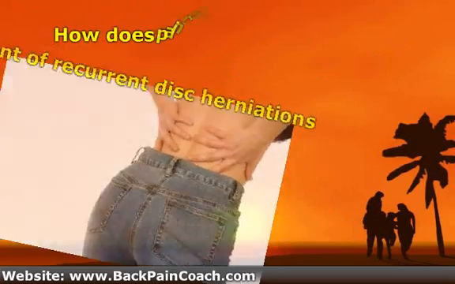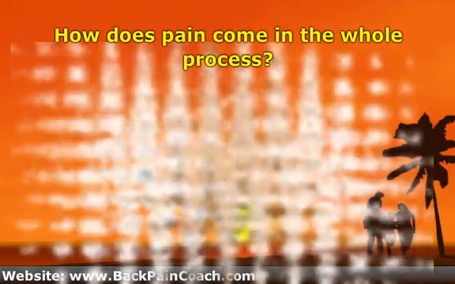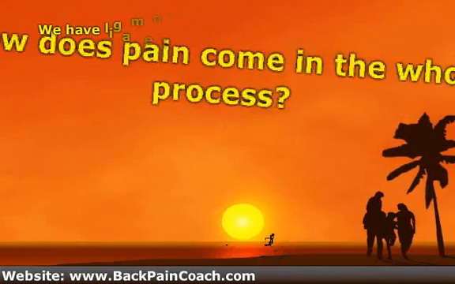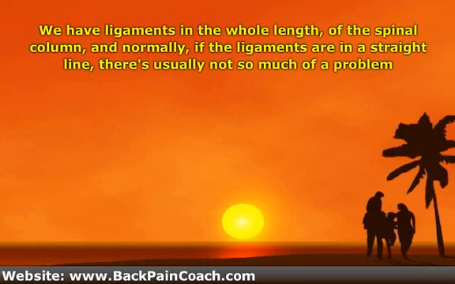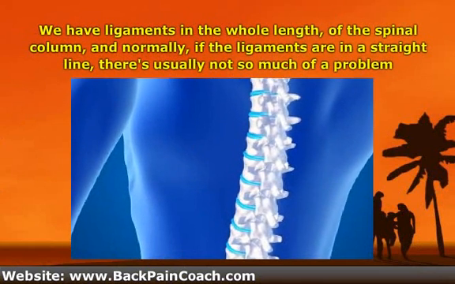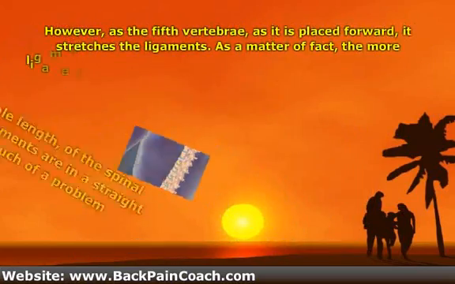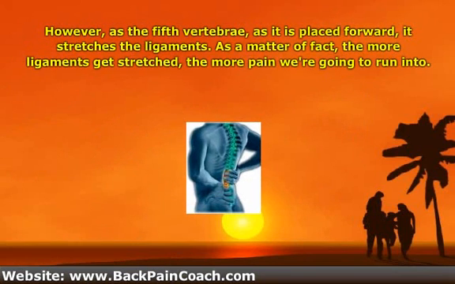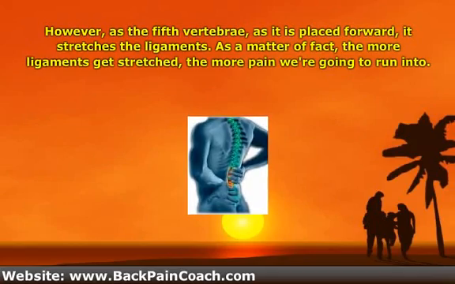How does pain come in the whole process? We have ligaments in the whole length of the spinal column, and normally, if the ligaments are in a straight line, there's usually not so much of a problem. However, as the fifth vertebra is placed forward, it stretches the ligaments. As a matter of fact, the more the ligaments get stretched, the more pain we're going to run into.